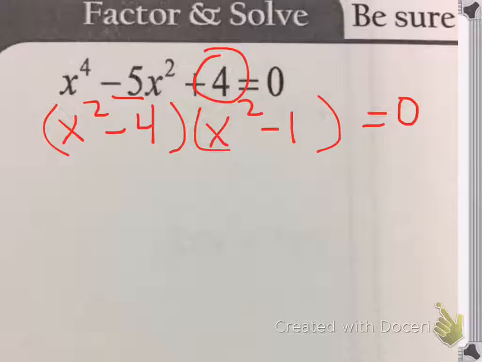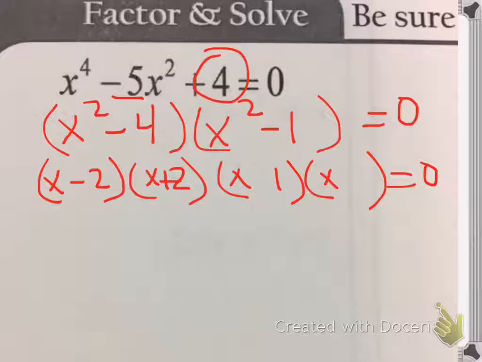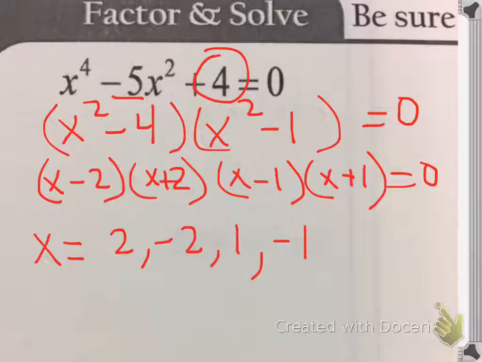So this works out pretty cool because these both now are a difference of squares, which means I need to factor them further. X squared square roots to x and 4 square roots to 2. One's going to be a minus, one's going to be a plus. X squared square roots to x and 1 square roots to 1. One will be a minus and one will be a plus. So when I set these equal to 0, I bring them out as the opposites. So I have x equals 2, negative 2, 1, and negative 1.